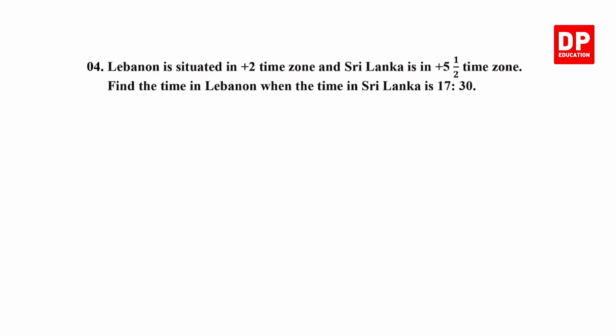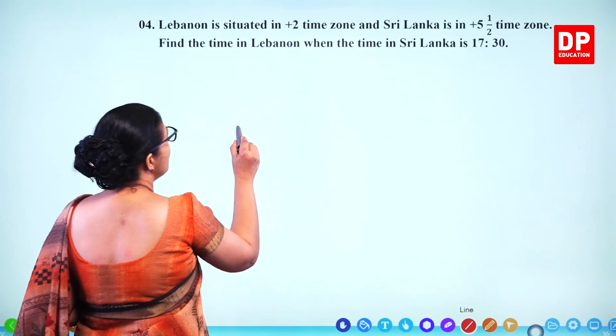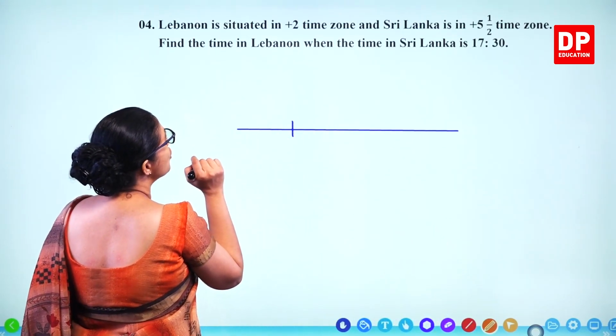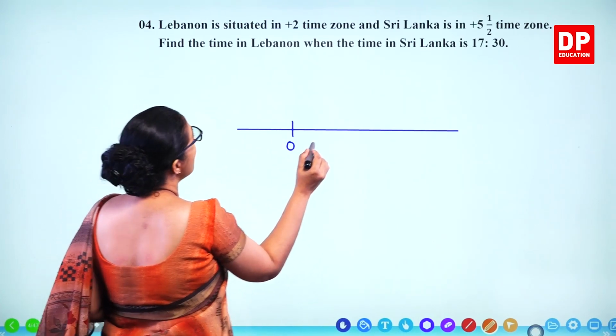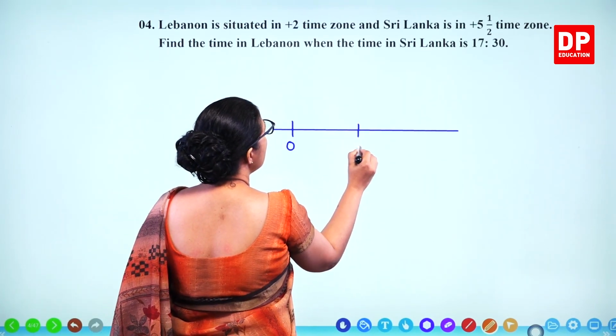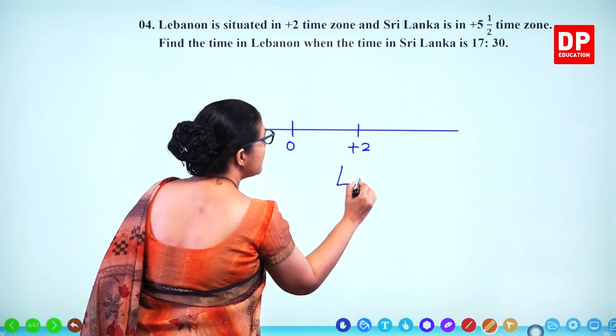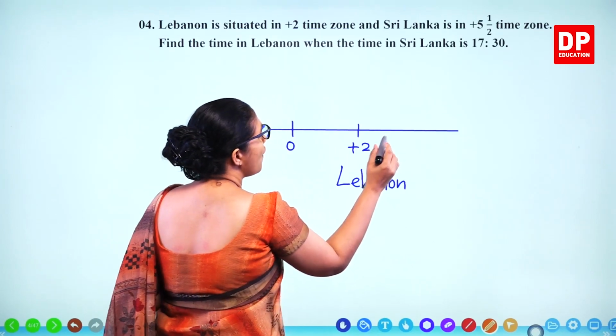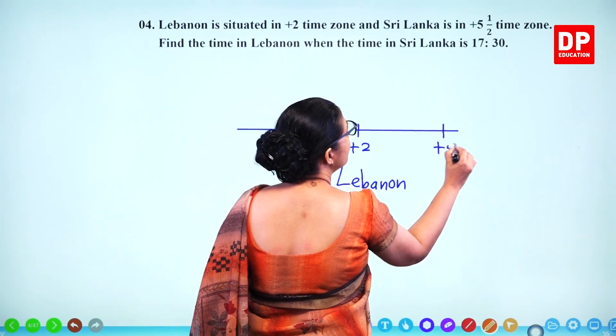Question number 4. Lebanon is situated in the +2 time zone and Sri Lanka is in the +5.5 time zone. Find the time in Lebanon when the time in Sri Lanka is 17:30. So let's draw this. We know 0 means Greenwich time. And +2, it's given, is Lebanon. +5.5, that's Sri Lanka.